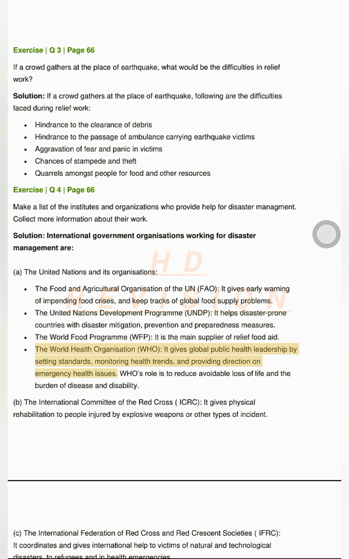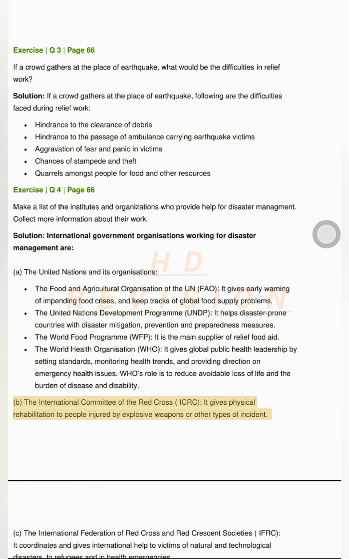The World Health Organization, WHO, gives global public health leadership by setting standards, monitoring health trends, and providing direction on emergency health issues. Its role is to reduce avoidable loss of life and the burden of disease and disability.